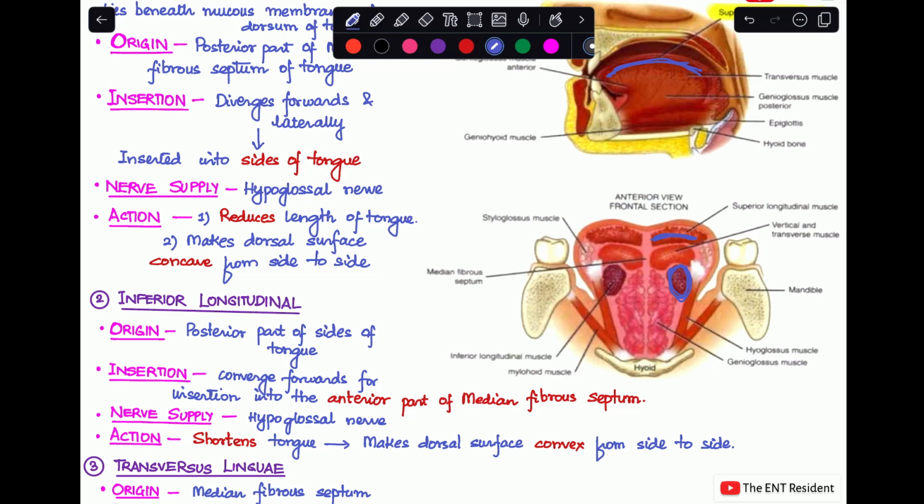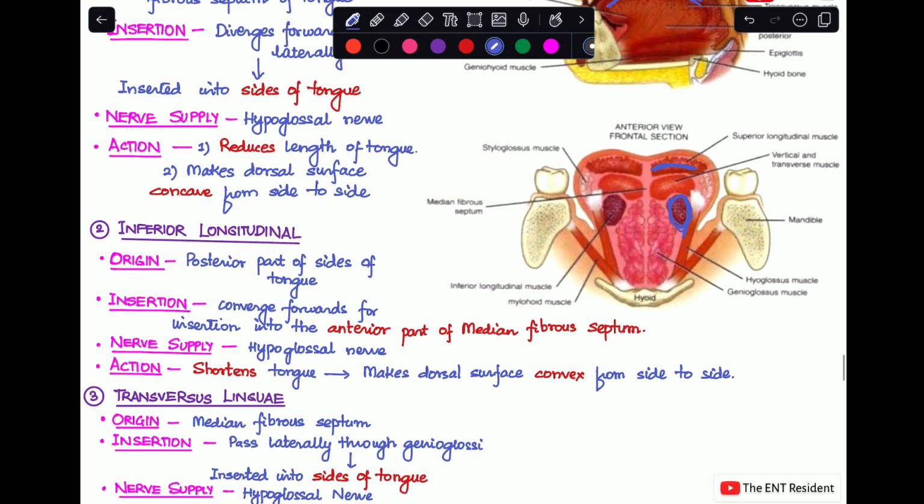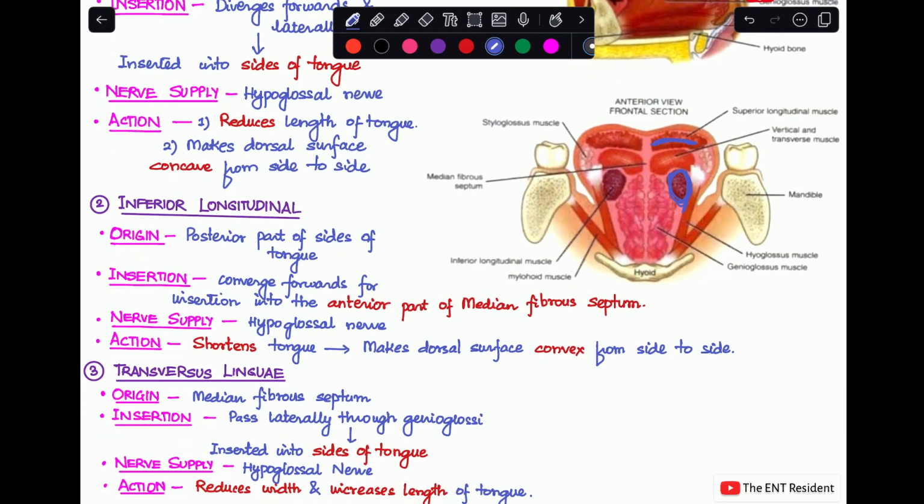This one takes its origin from the posterior part of the side of the tongue, right over here. And then it gets attached into the anterior part of the median fibrous septum. And nerve supply is again the same, the hypoglossal nerve. And the function is to shorten the tongue and make the dorsal surface convex from side to side. The third muscle is the transversus linguae muscle.